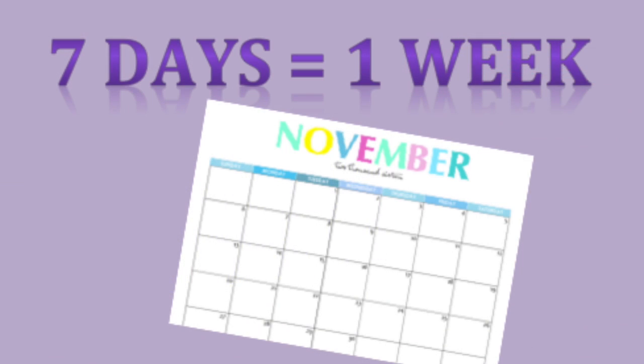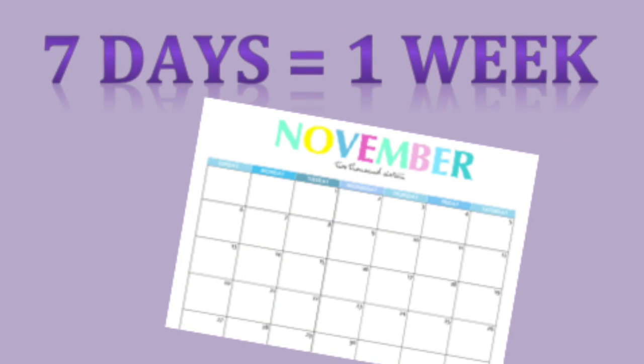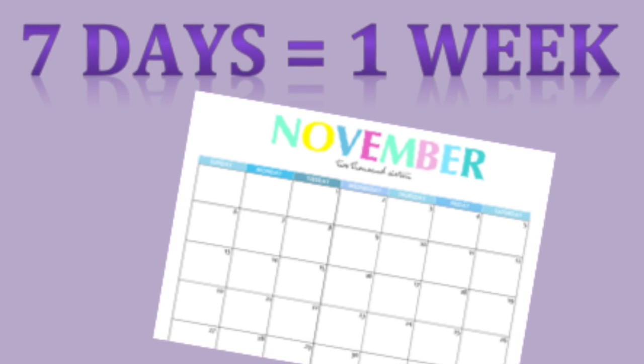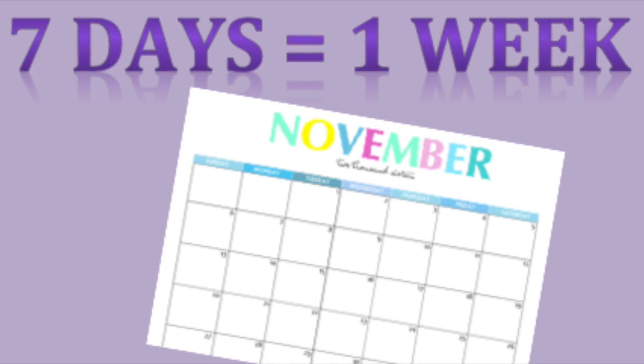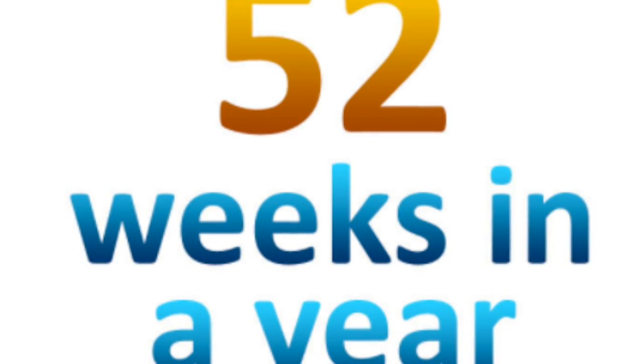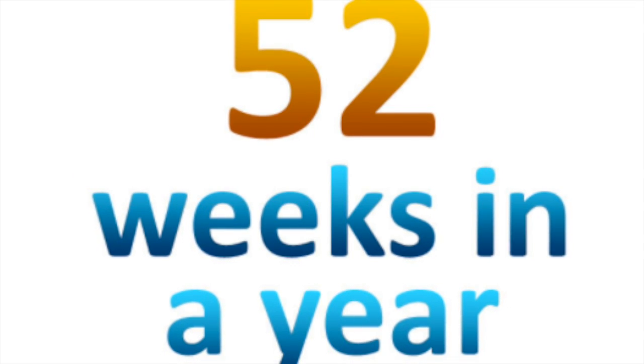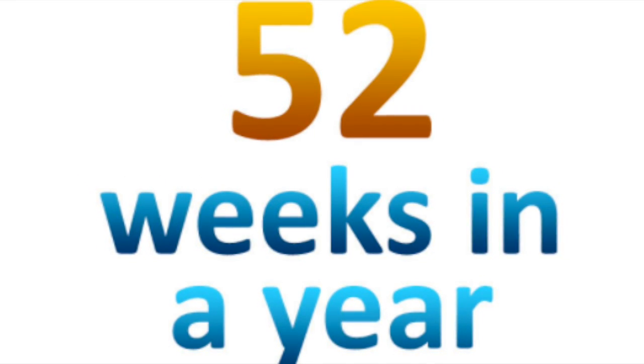So now let's count all of the days on a calendar. 1, 2, 3, 4, 5, 6, 7. We know there are 7 days in 1 week. You can also find out how many weeks are in a year by counting them on a full 12-month calendar. But instead of doing that, just try to remember there are 52 weeks in 1 year.